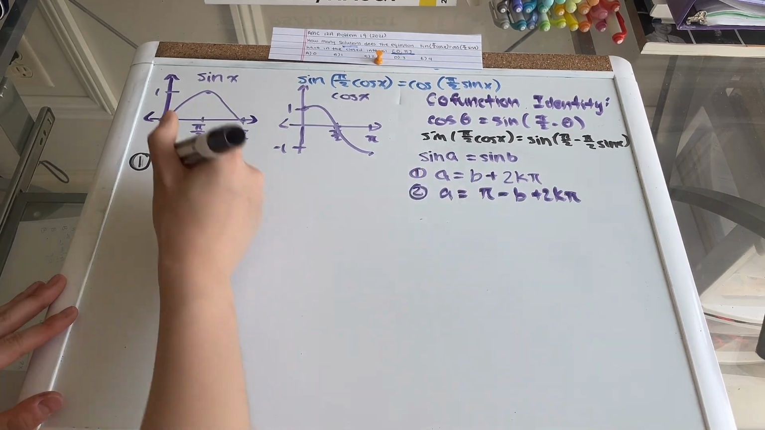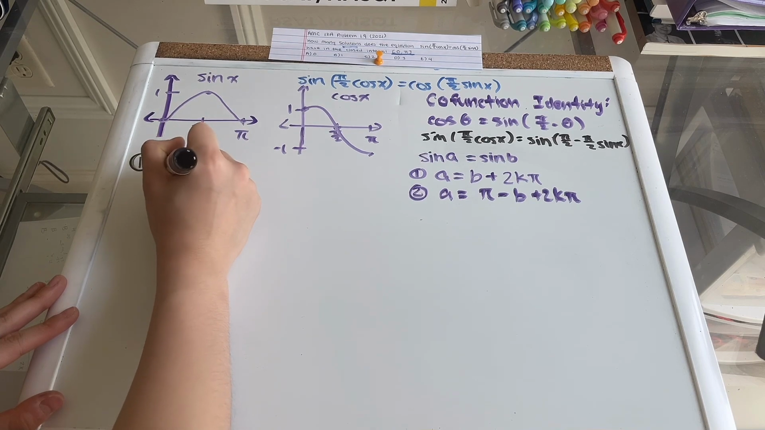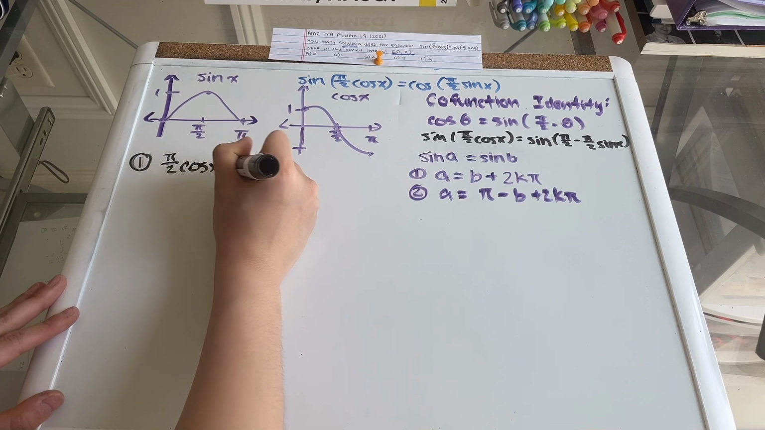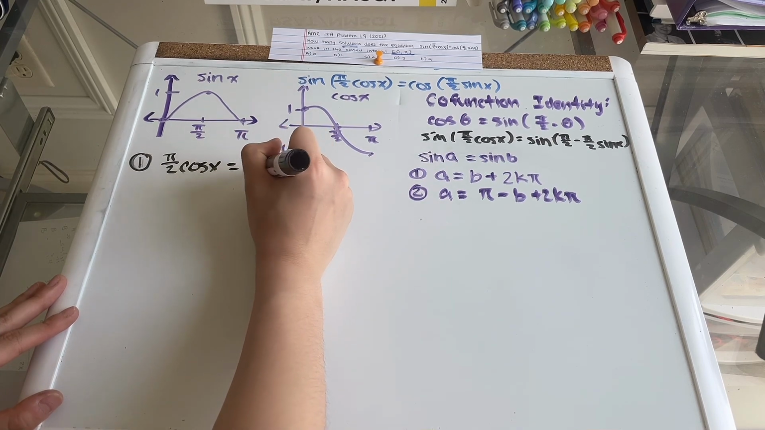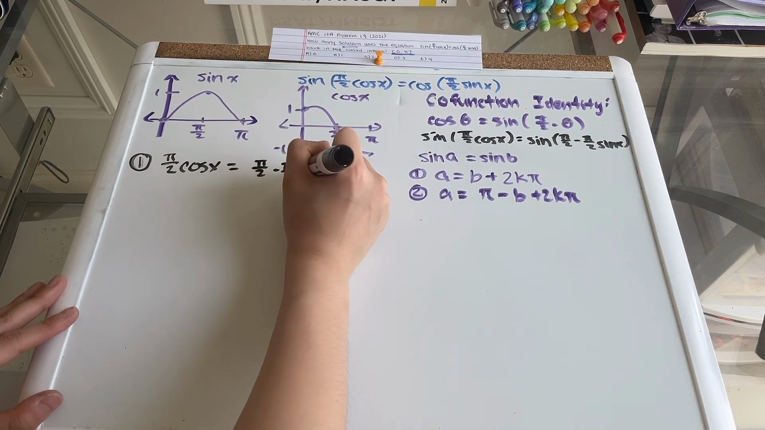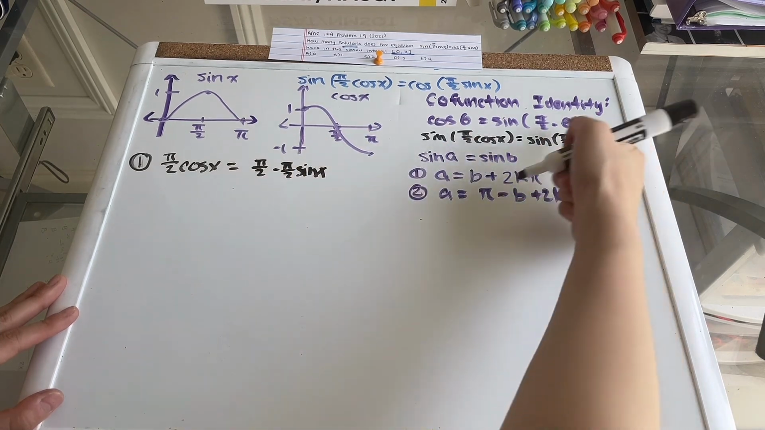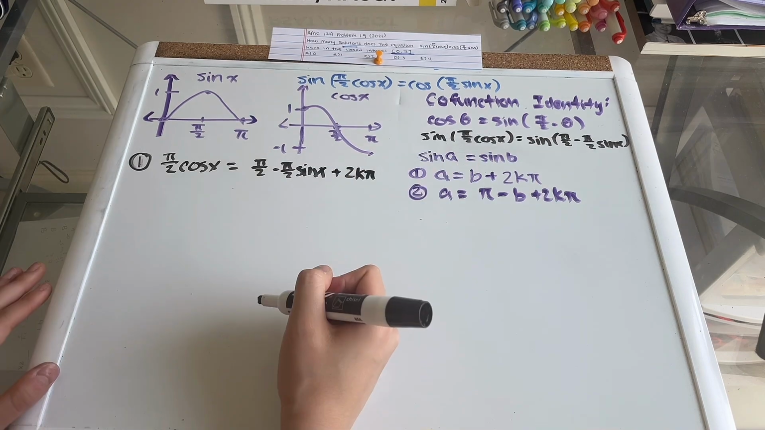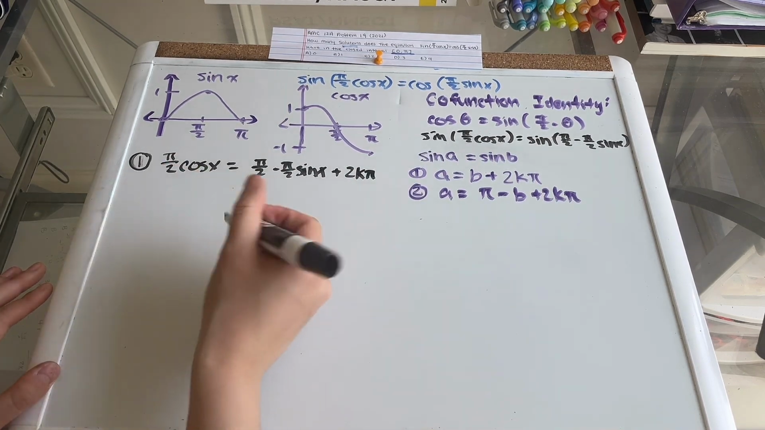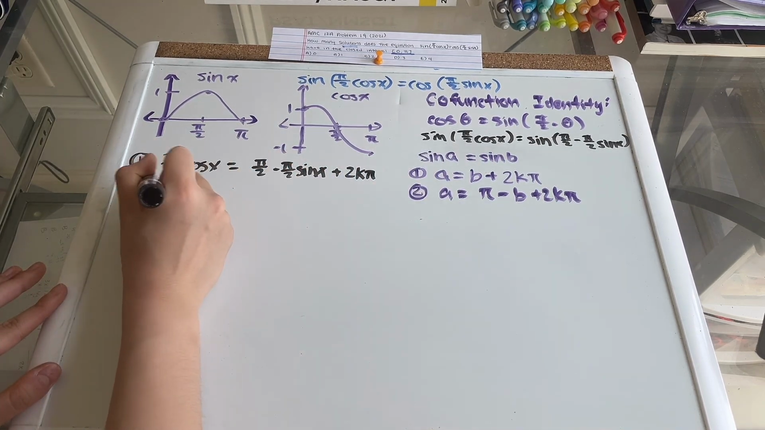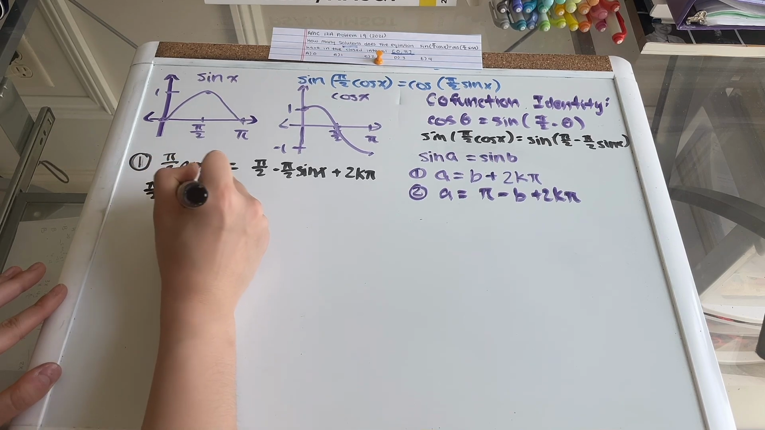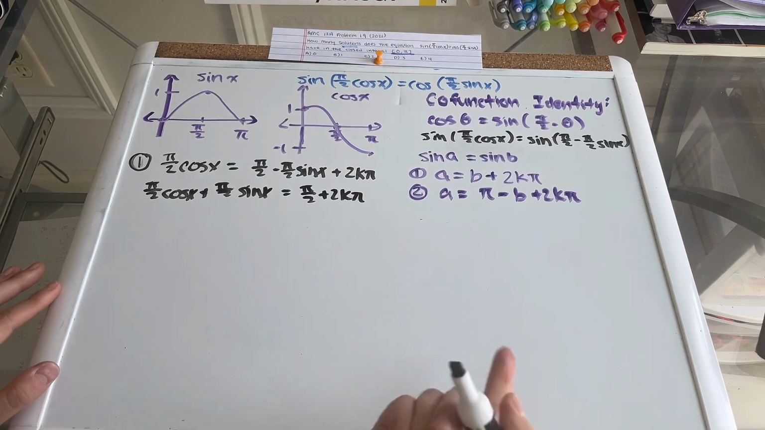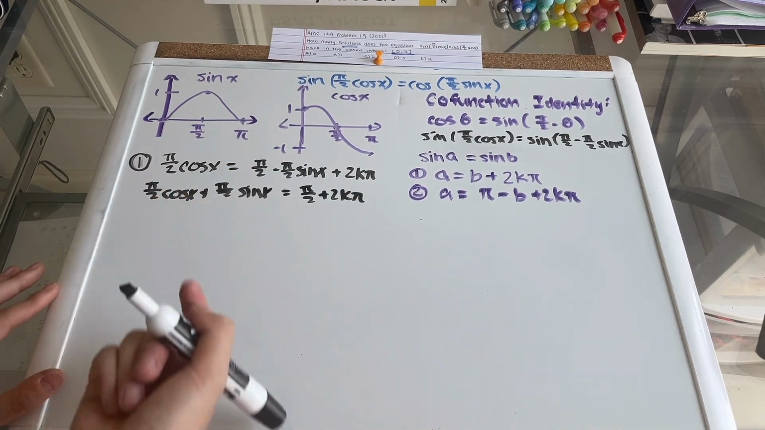So case one right here would be pi over 2 cosine x, which is the A value, equal to pi over 2 minus pi over 2 sine x, which is the B angle, plus 2k pi. We can simplify this by adding the pi over 2 sine x over. It would be equal to pi over 2 cosine x plus pi over 2 sine x. Now we just simplify this even more by getting rid of the pi over 2.